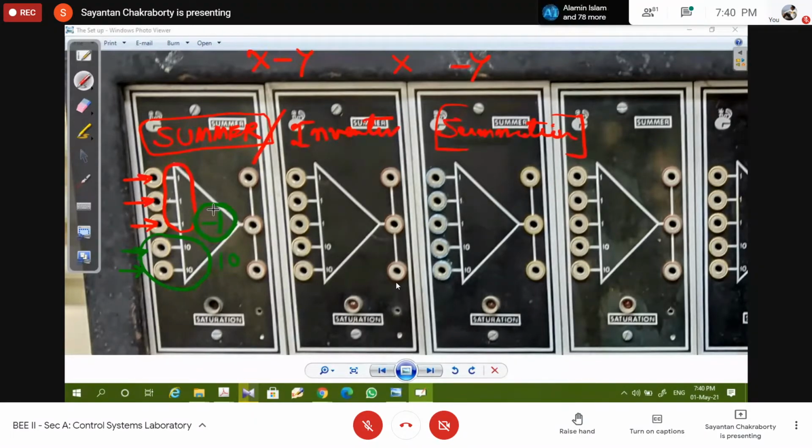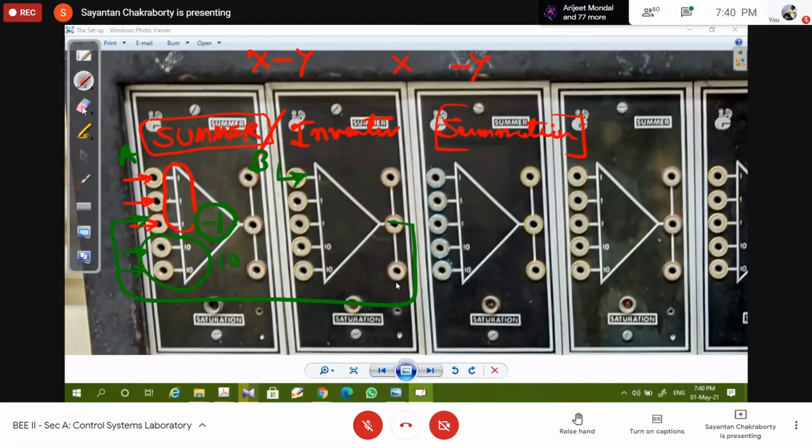Suppose you want to have a subtraction of 2 signals. What you can do? You can put one signal over here directly and put another signal over here, take the output and put it back here. So if this is A and this is B, the signal will be A minus B. So in this way, you can obviously simulate a subtractor using this summation block.